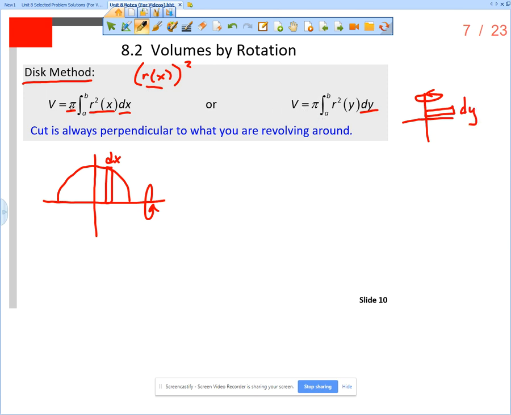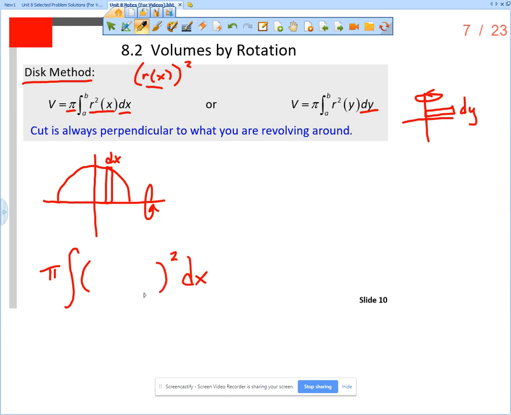Okay, so now, the pi, I always put in front of the integral because it's a constant, and so we don't need to have that inside of the integral. All right, so now let's go a little bit further. I want to find the volume of the sphere that would be created when we revolve that region around the x-axis. So we're going to start off with pi times the integral of the radius squared with respect to x.